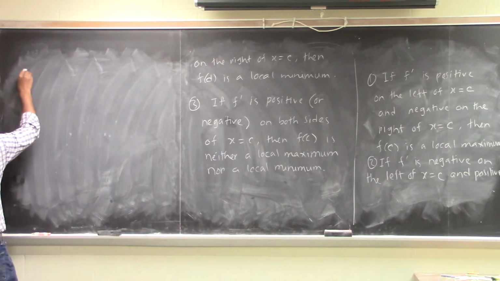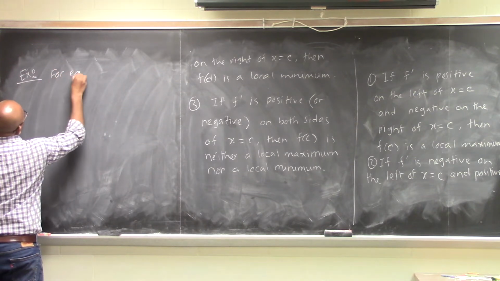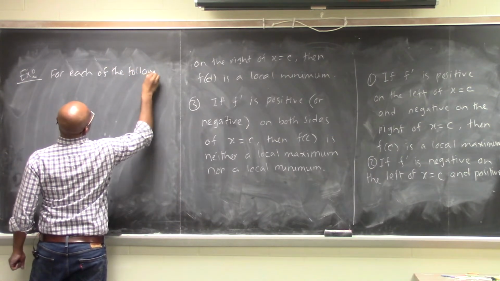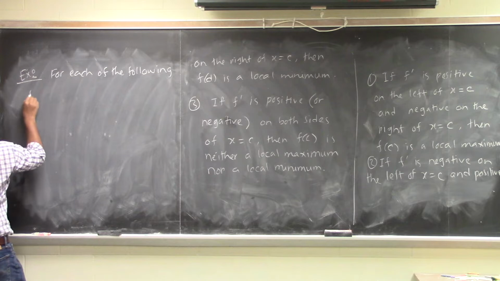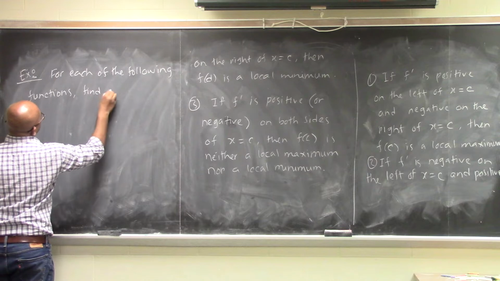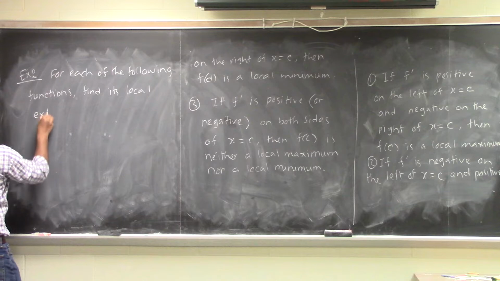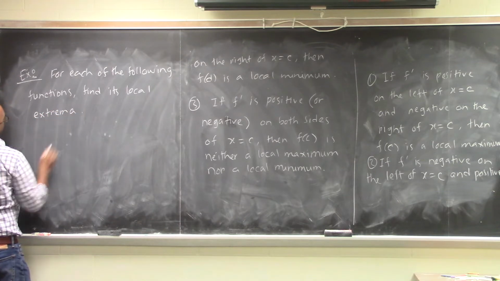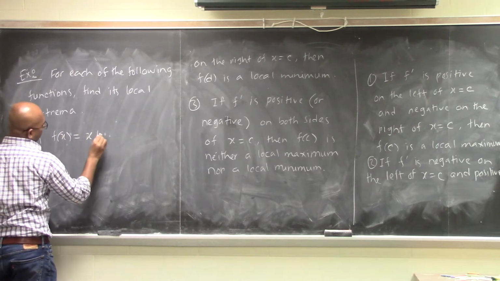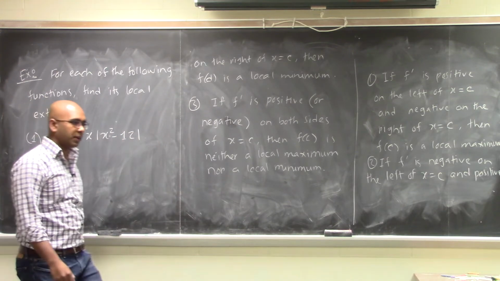Example: for each of the following functions, find its local extrema. And the first one we are going to do is this: f of x equals x times the absolute value of x squared minus 12. That's our first function.